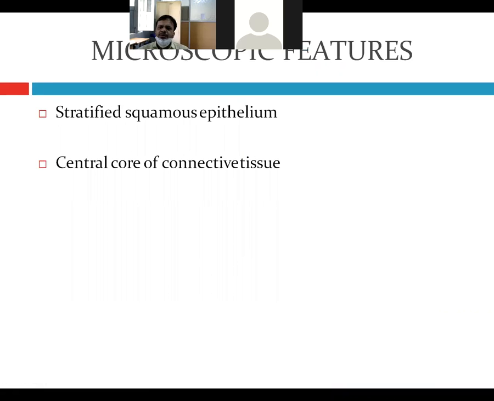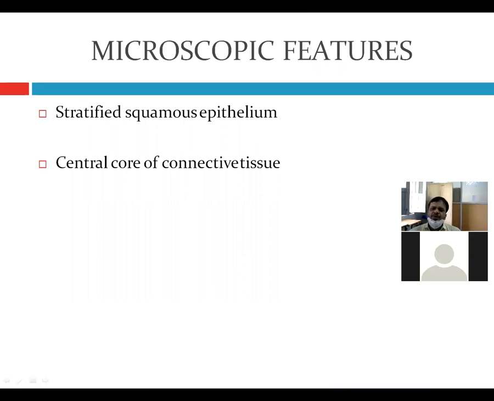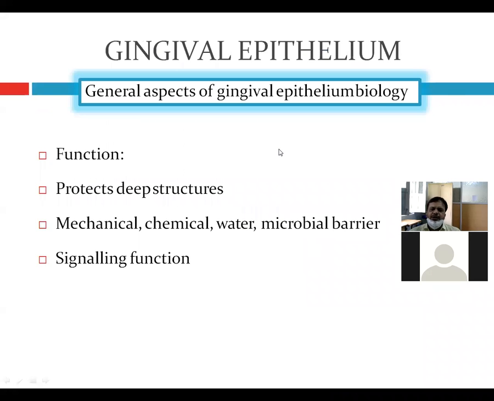Now coming to the macroscopic features of gingiva. The gingiva is classified into two parts. One is the epithelium and the second is the connective tissue. Macroscopically it is classified into gingival epithelium and gingival connective tissue. Now first, we will discuss the gingival epithelium. As you know, the main principal cell of the gingival epithelium is the keratinocyte.